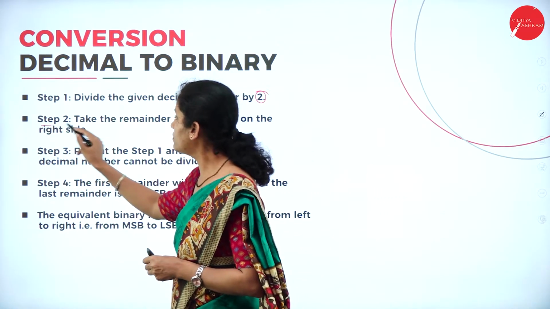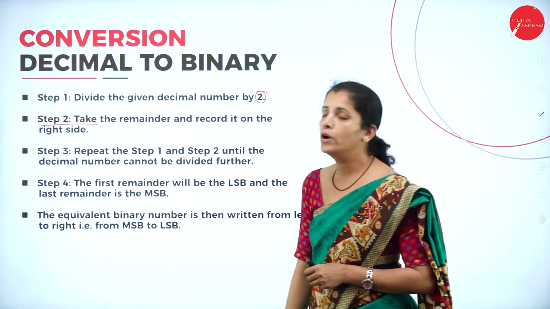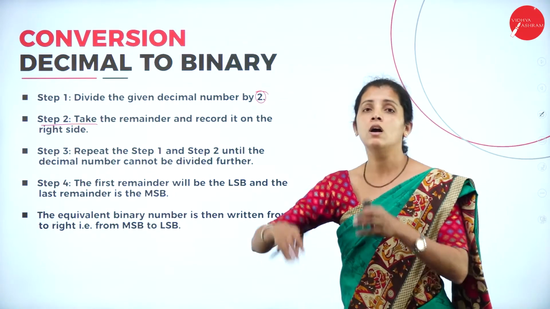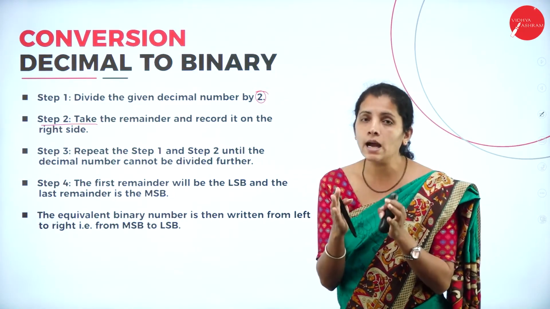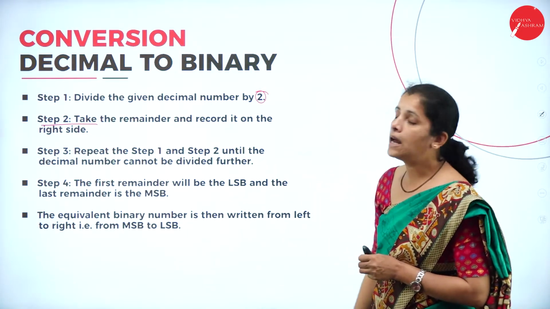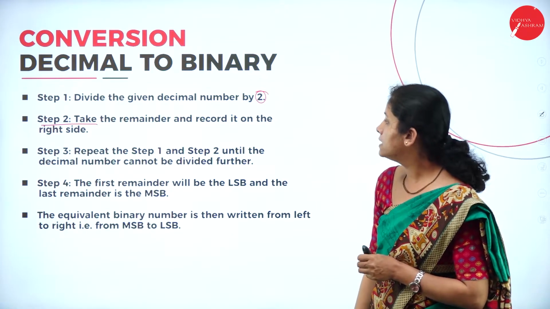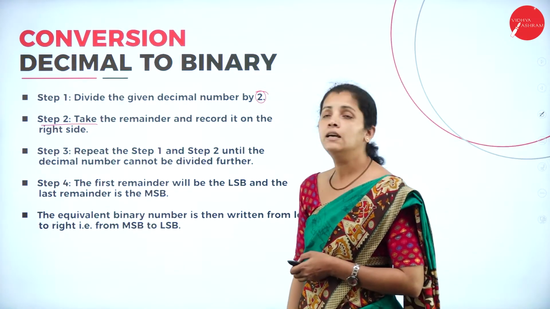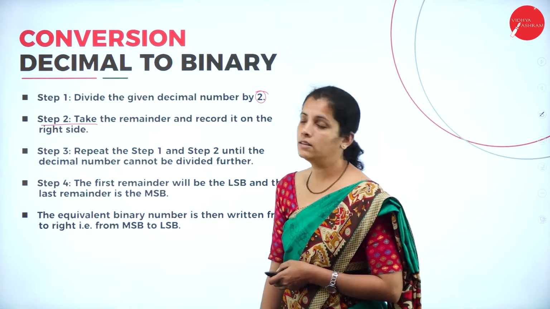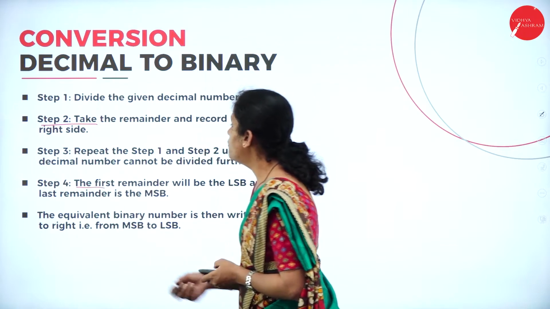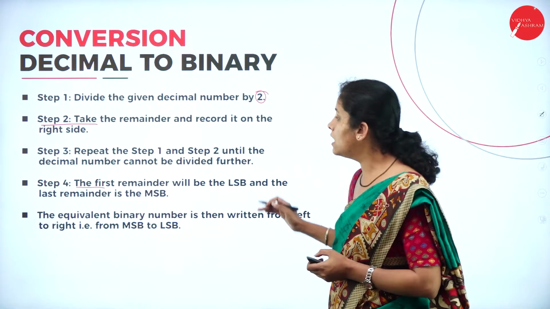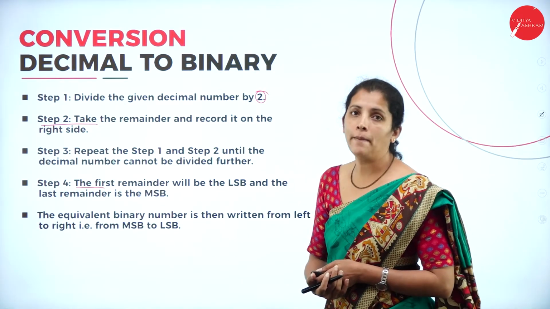Now, in my next step, I'm going to consider the remainder and record it on the right side. So, after dividing, whatever the remainder I'm going to get, I'm going to write on my right side. And I'm going to repeat steps 1 and 2 until the decimal number cannot be divisible by 2 further. Then the first remainder will be the LSB and the last remainder will be the MSB bit.